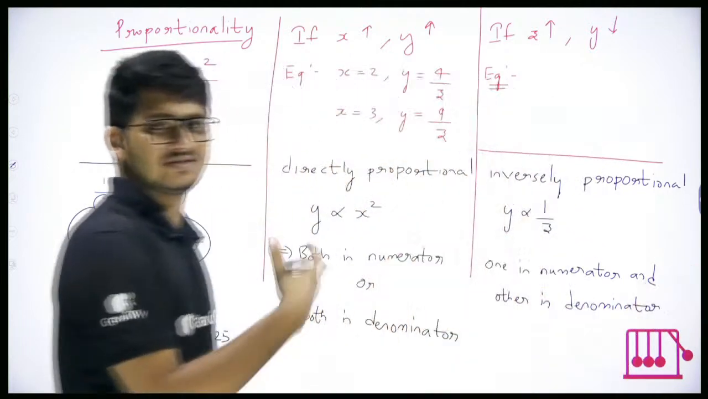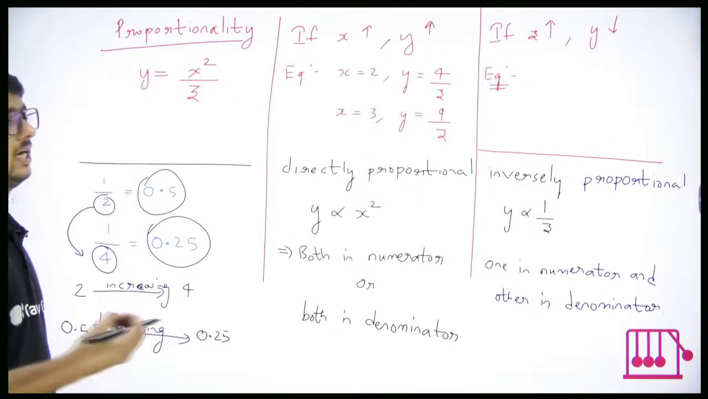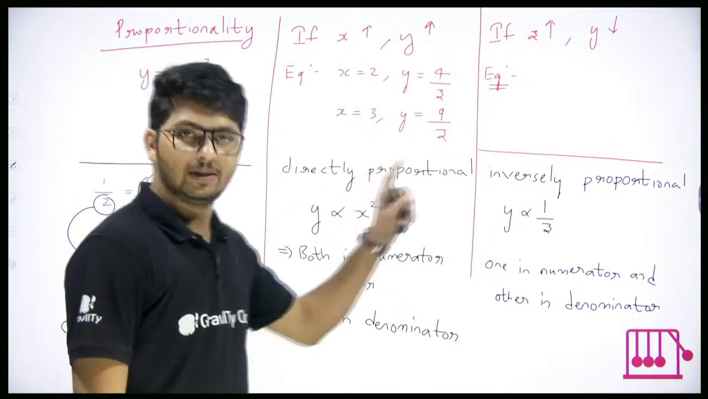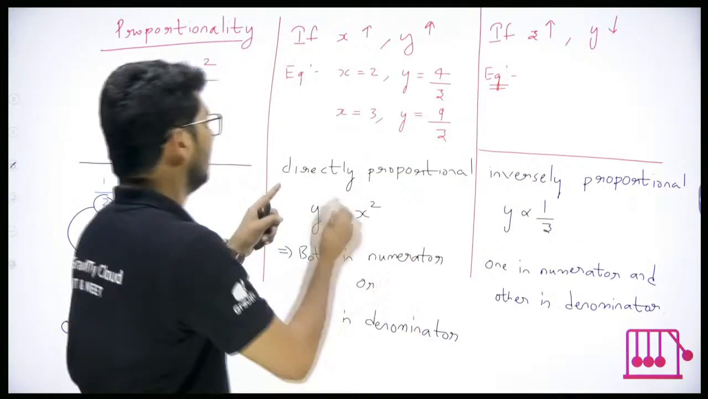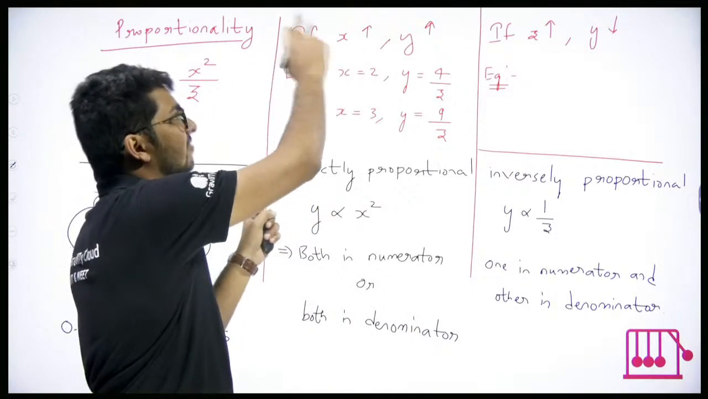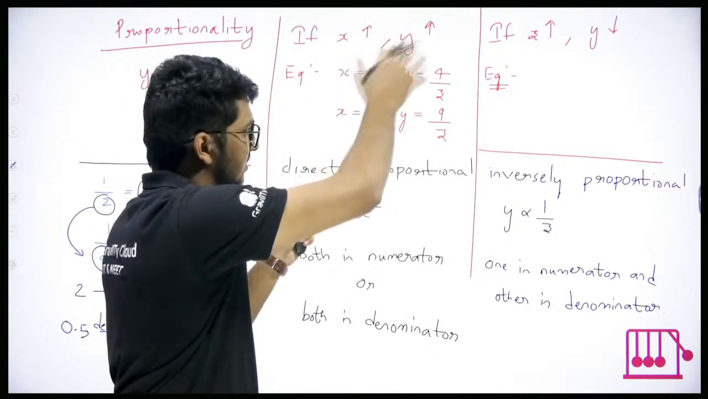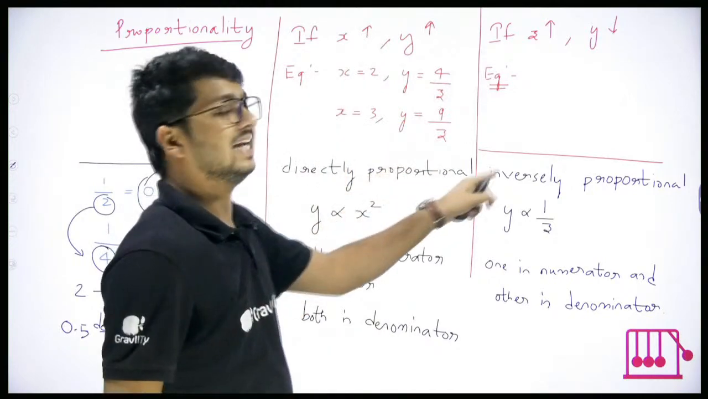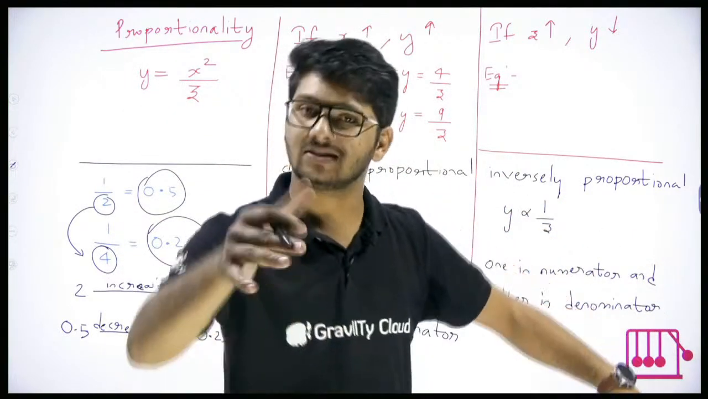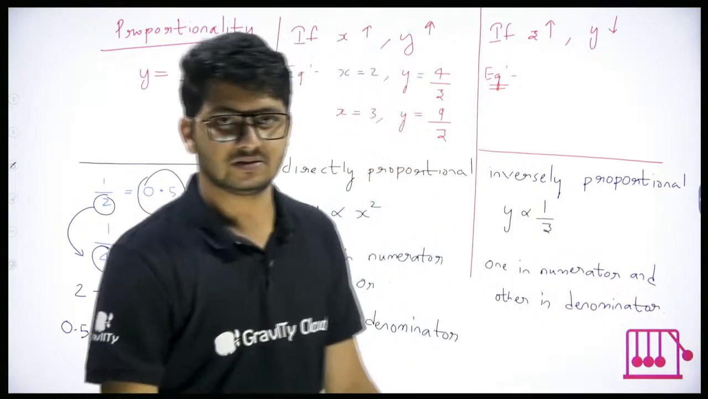Understood? So a bit of maths, but understand the proportionality properly. Two terms: directly proportional, inversely proportional. Directly proportional means if x increases, y increases, both of them will increase. Inversely proportional, one increases, the other decreases.